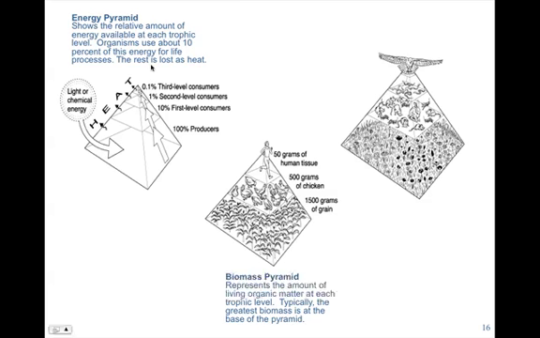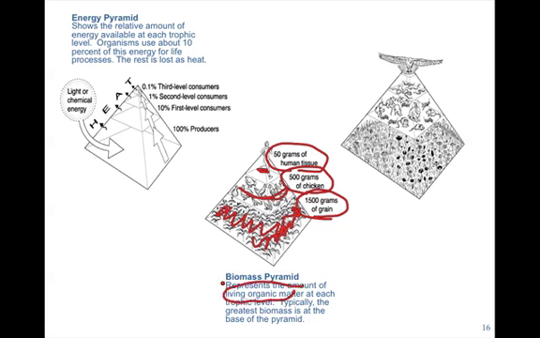So that's for the energy pyramid. The other type of pyramid is a biomass pyramid. This represents the amount of living organic matter at each trophic level. Typically, the greatest biomass is at the bottom. As you're looking at the diagram, at the bottom you've got grain, and then as you move up, chickens, and then at the top, you've got humans. So there's more corn, then we've got our chickens, and then our human at the top. Biomass is, once again, living organic matter. Bio means living.